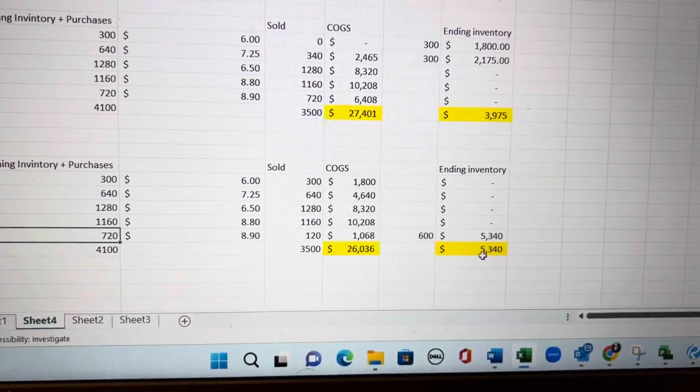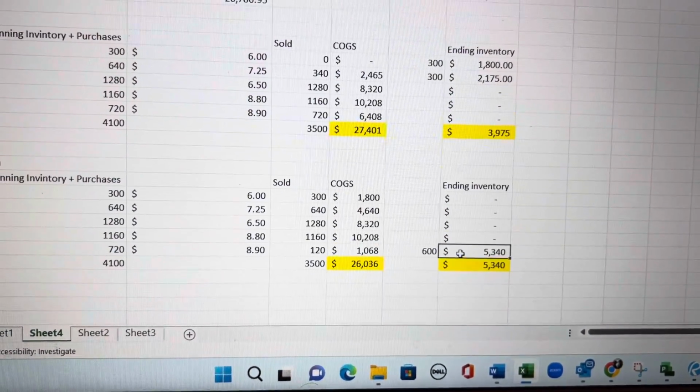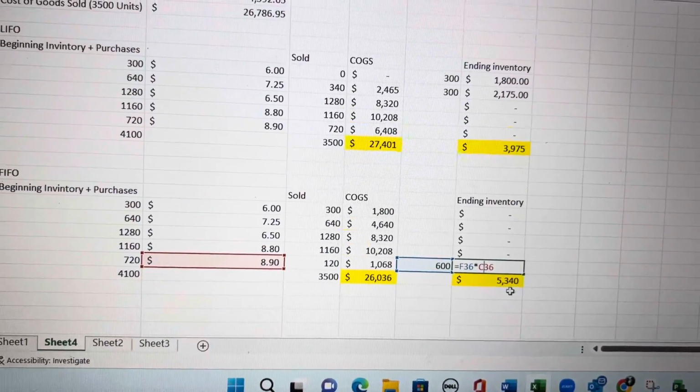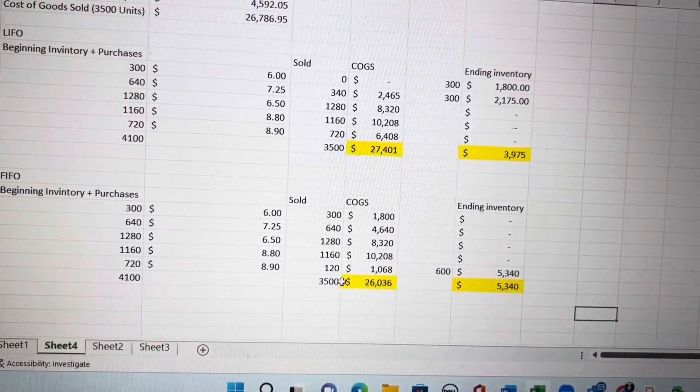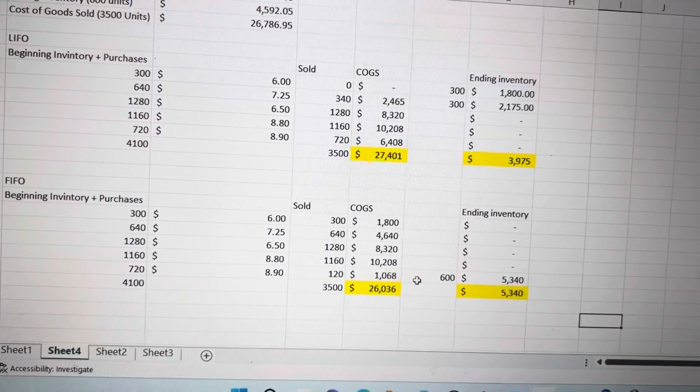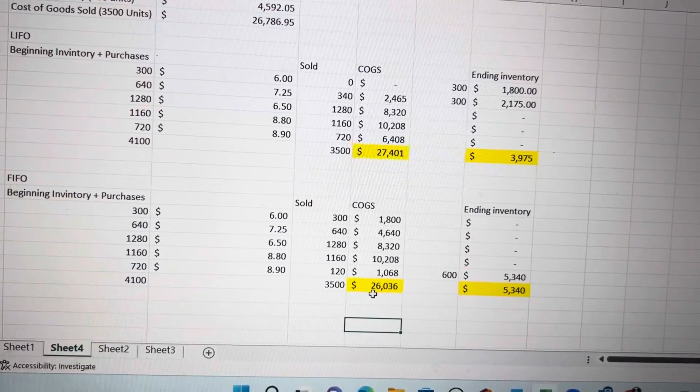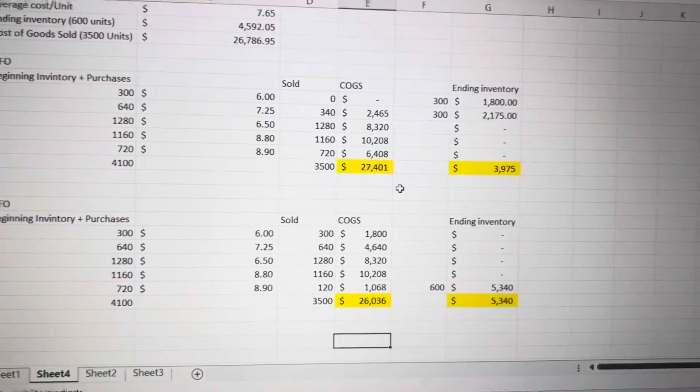So that means our ending inventory is 600 times the price. That gives us this, and then when we subtract that 600, that leaves us with 120. So this is going to be our cost of goods sold. Got that up in there.